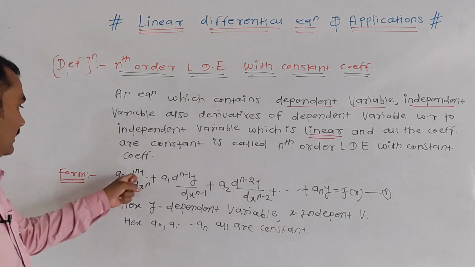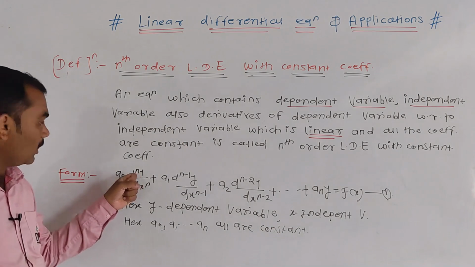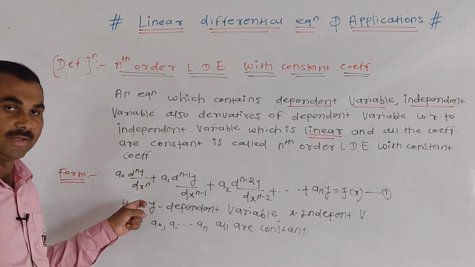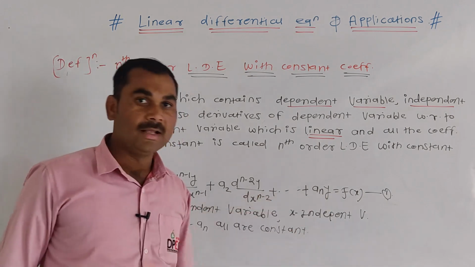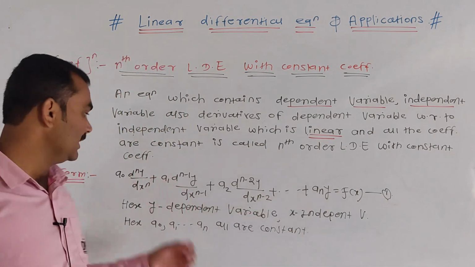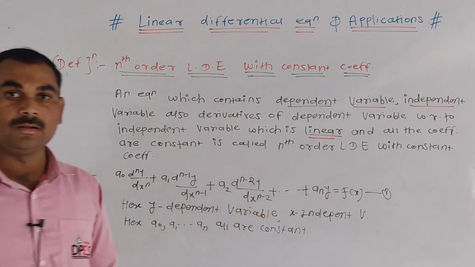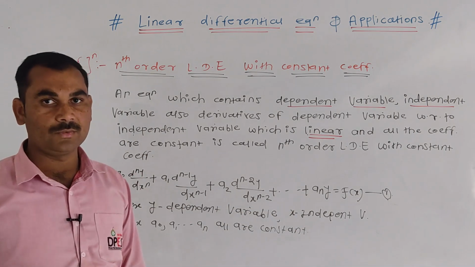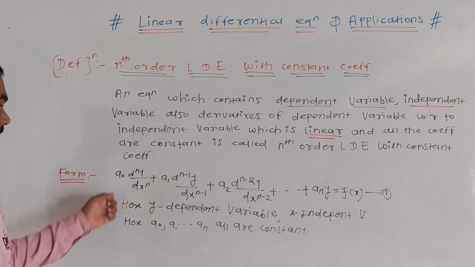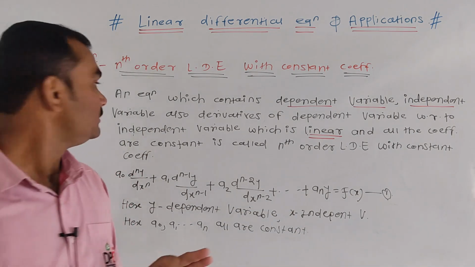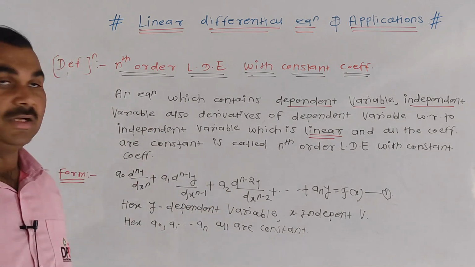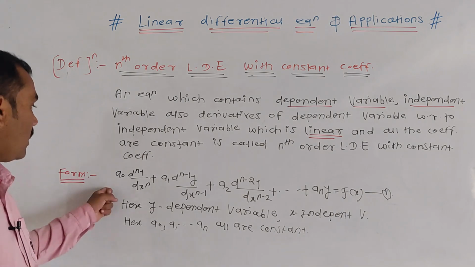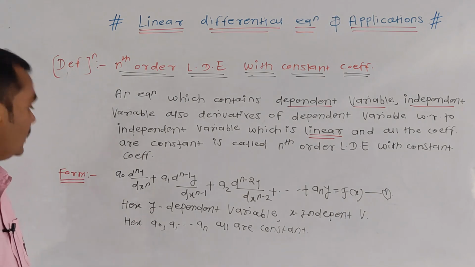Look here, the highest power of D, that is the order, is n. So nth order. For this purpose we call it nth order. And this is linear, degree is 1. For this purpose we call it linear. Also all the coefficients are constant. For this purpose equation first is called the nth order LDE with constant coefficients. This is equation number first.